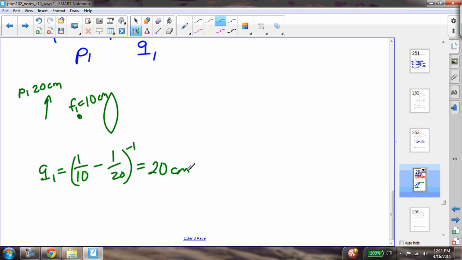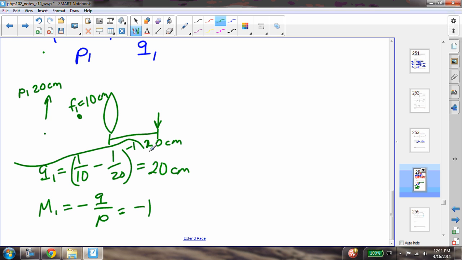The inverse of that is going to be 20 centimeters. Right? So my magnification, by the way, is going to be negative Q over P. Negative 20 over 20 is negative 1. So my image here is going to be 20 centimeters to the right of the lens.